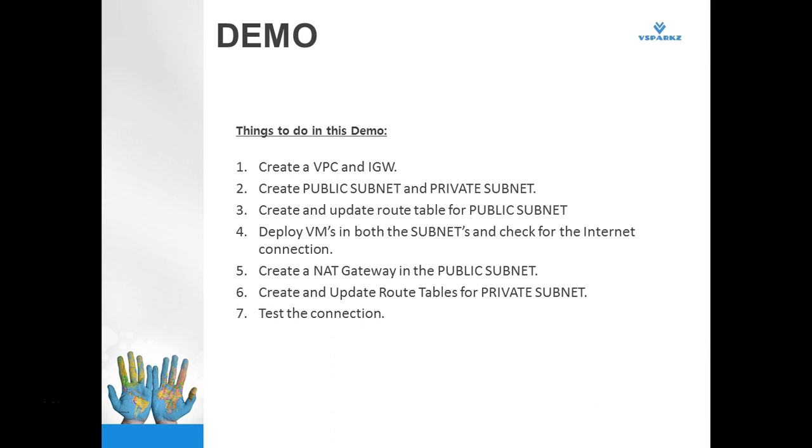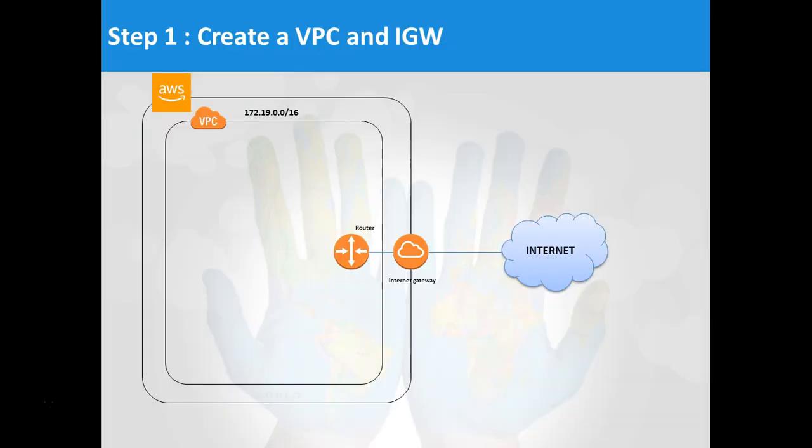Let us see the demo. Here are the things that we are going to see in this demo. The first step, we are going to create a VPC and an internet gateway. Second step, we are going to create a public subnet and a private subnet. Third step, we are going to create and update the route table for the public subnet. Fourth step, we are going to deploy machines in those two subnets. Fifth step, we are going to create a NAT gateway in the public subnet. Sixth step, we are going to update the route tables for the private subnet. And at last, we are going to test the connection.